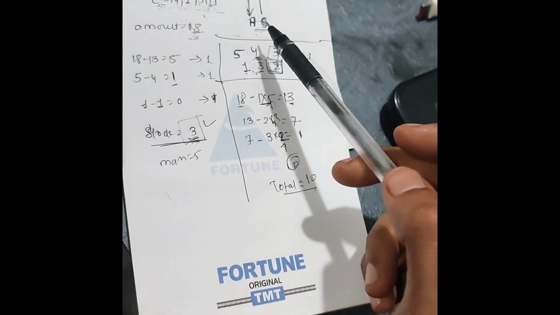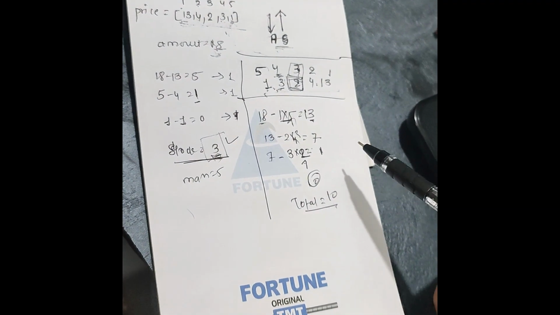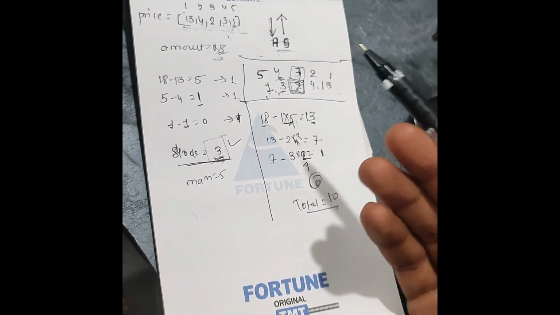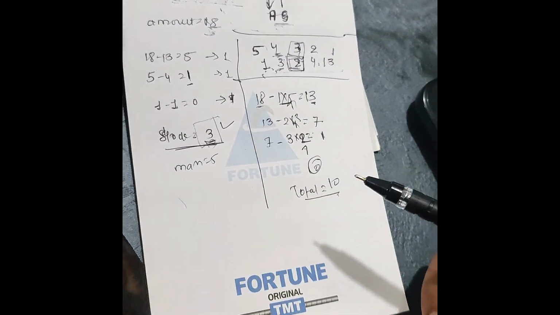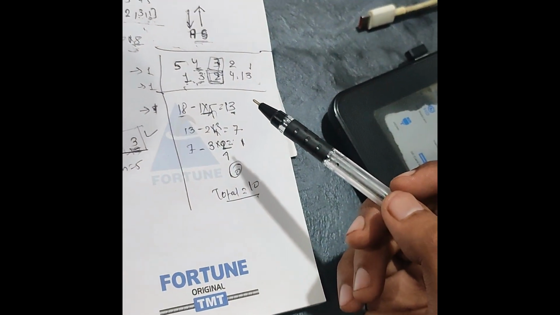So basically what you will be doing is sorting this array, and you will try to spend as small an amount as you can and get the maximum number of stocks. Hope you understood. Let's just quickly jump to the code. I'll try to explain the code.